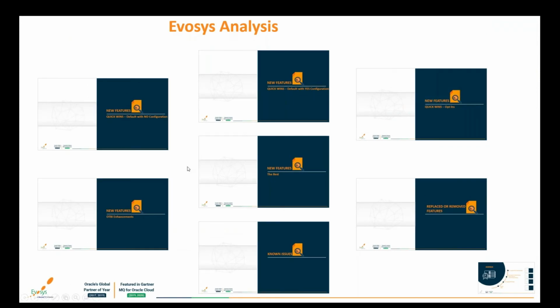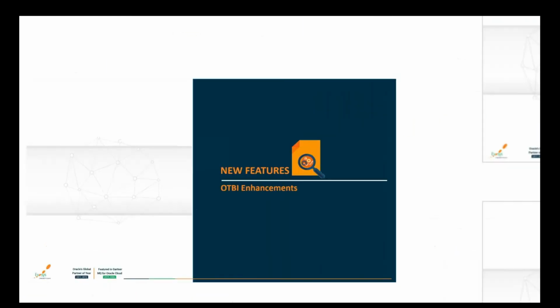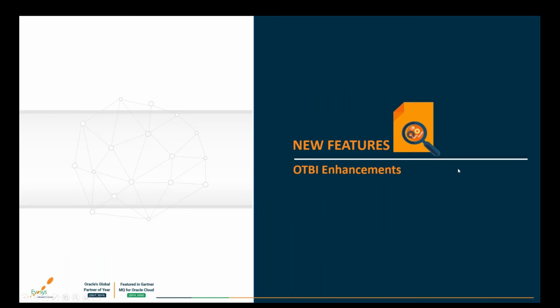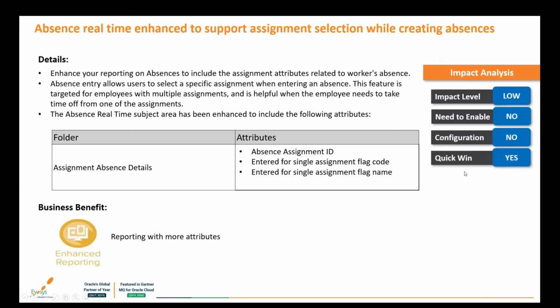All right, so now moving on to the OTBI enhancements. One absence-related OTBI enhancement that should be helpful with respect to multiple assignment employees is that there are now new attributes introduced such as assignment ID, single assignment flag code, and assignment flag name for absence real-time subject area under the assignment absence details folder.